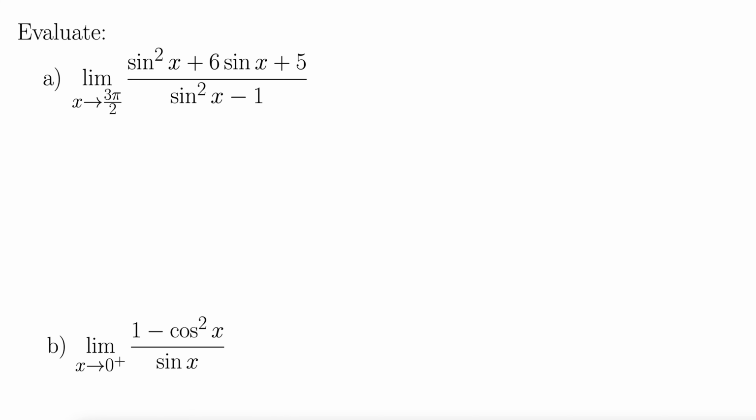In this example, we have a couple limits to evaluate. We have the limit as x goes to 3 pi over 2 of (sine squared x plus 6 sine x plus 5) all over (sine squared x minus 1). So let's start with that one. The first thing we want to do is just plug in 3 pi over 2 for x and see if we can just evaluate that limit flat out.